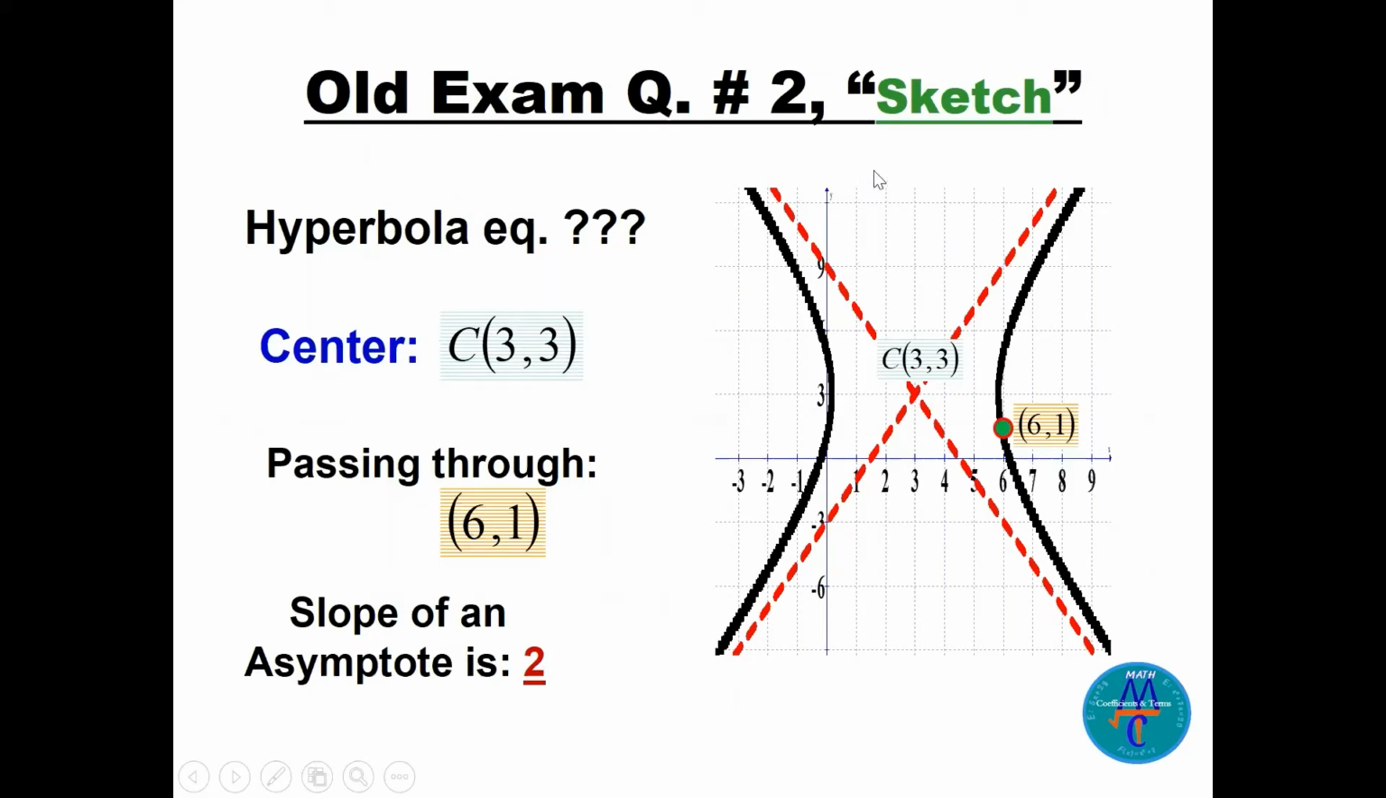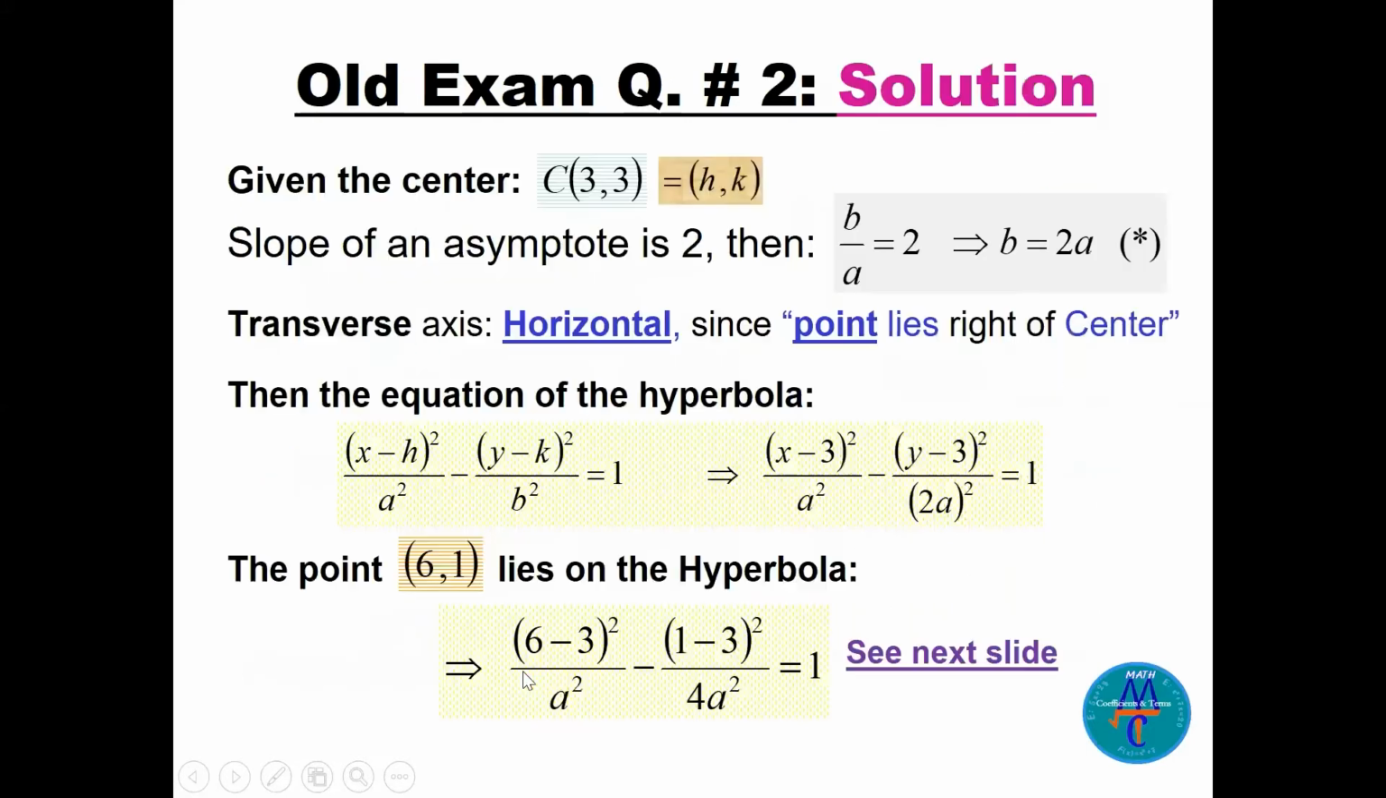So we have a little sketch here. The center is (3, 3), so I can write it here. This is the transverse axis between the 2 vertices here. You see, it's parallel to the x-axis, passing through the point (6, 1), and the slope of one of the asymptotes is 2. So we can say, start with h here, 3, and k. Slope is 2. We know the slope of the asymptote is b over a, so b equals 2a. Let's call this equation star.